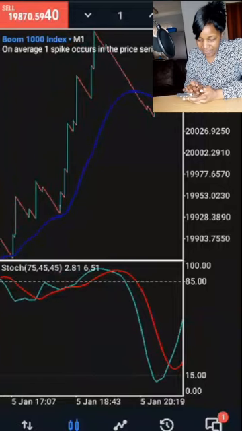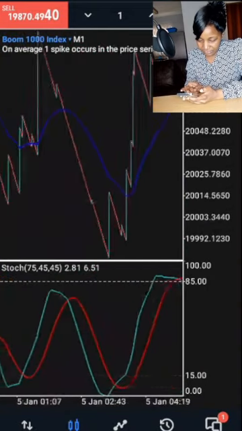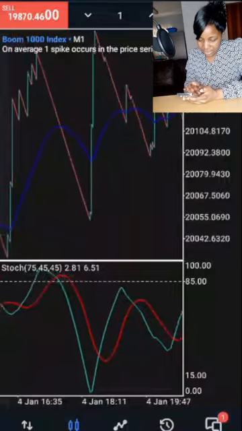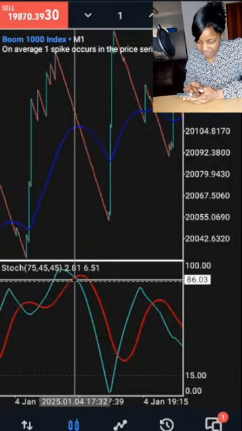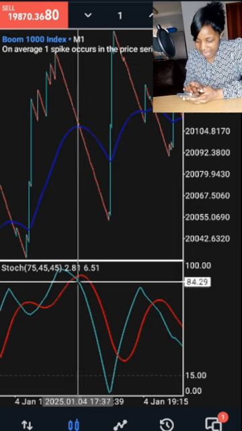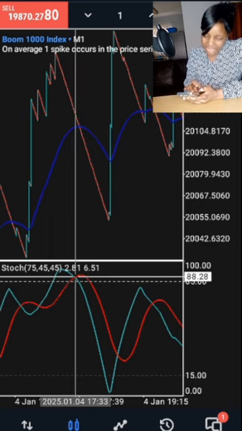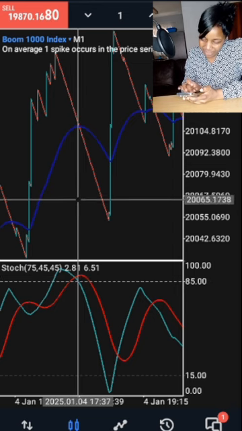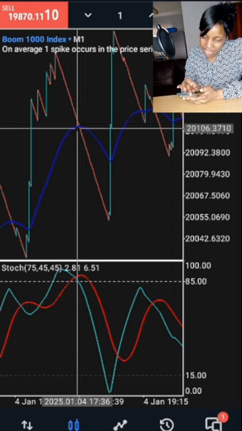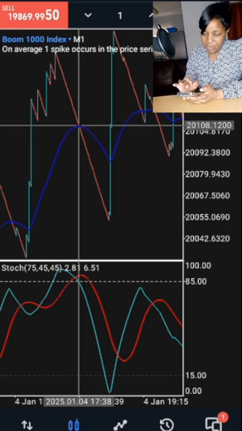Let's look for another perfect entry in Boom 1000. Here is another perfect entry. As you can see, there's the crossing of the red and green line above level 85. The crossing has to occur above level 85. Then when this crossing occurs, we also look for confirmation from the main chart, whereby the candles cross the blue line. When these two conditions are met, we execute our trade. We sell in Boom 1000.